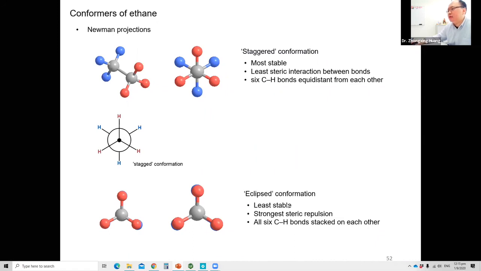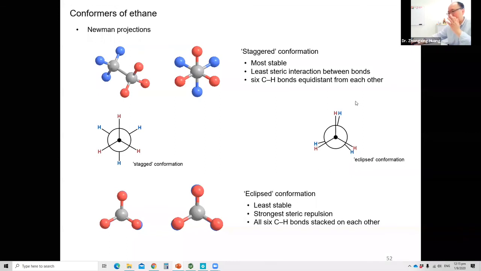Okay, and to draw eclipsed. Because we still want to show the back substitution, right? If you don't draw the back, how do you know what's in the back? So what we do is we still draw the hydrogen here, but we put the hydrogen very close to the red one here. So this is called an eclipsed Newman projection. Basically, if you draw it like this, we know that the hydrogens are eclipsed together.